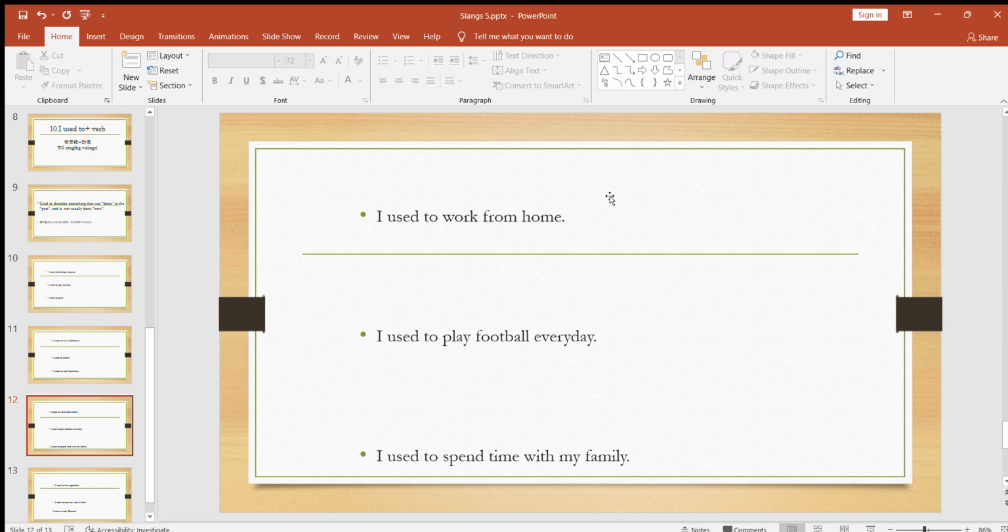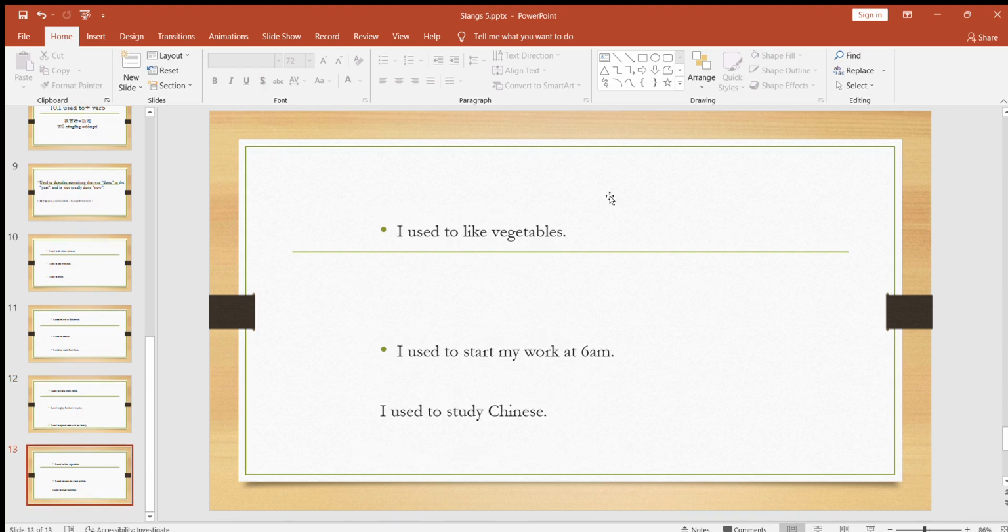I used to spend time with my family. I wrote this example because at that time I was in China, so I didn't have much time to spend with the family, so that's why I wrote this example here. Next, I used to like vegetables. Well, maybe now I don't like them, but in the past I used to love them.